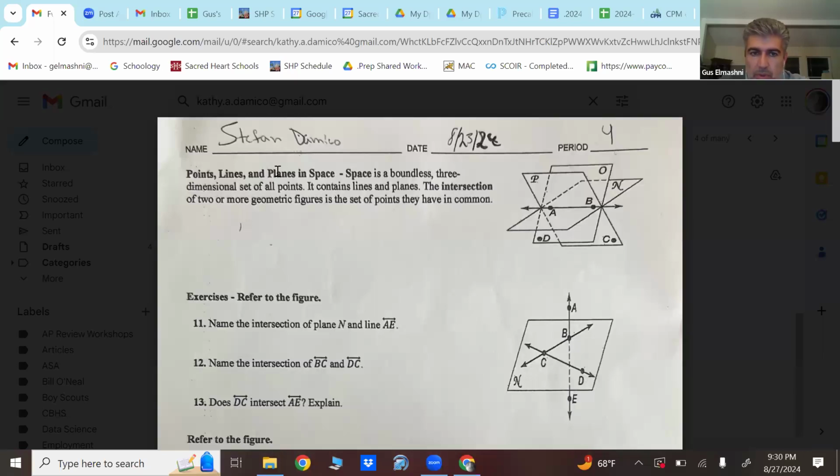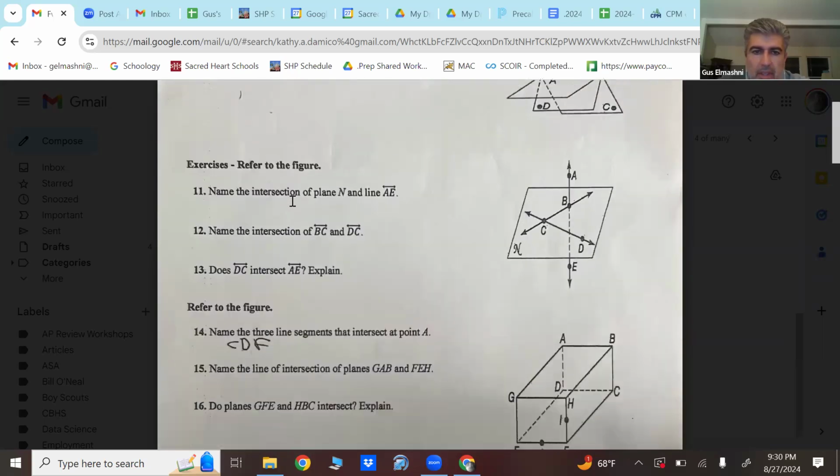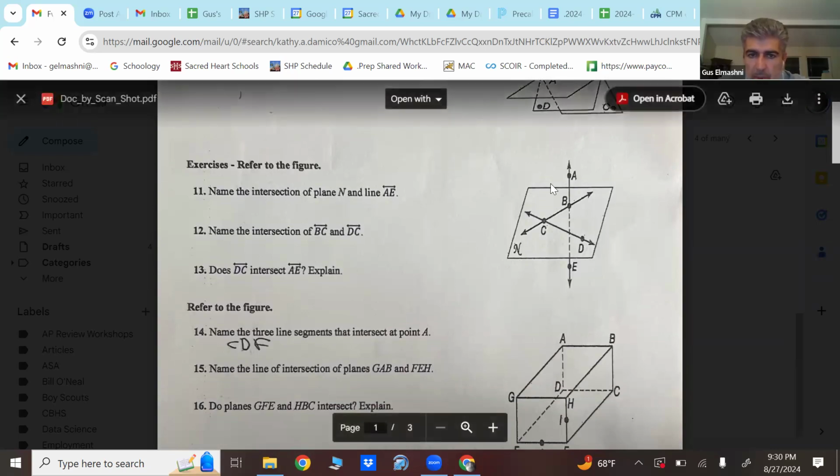The intersection of two or more geometric figures is a set of points they have in common. We know that. So name the intersection of plane N and line AE. They're going to intersect at a point. That's point B. BC and DC obviously have point C where they meet.